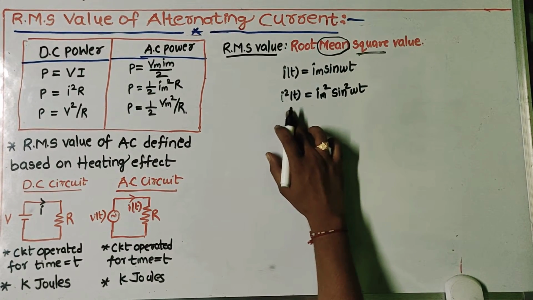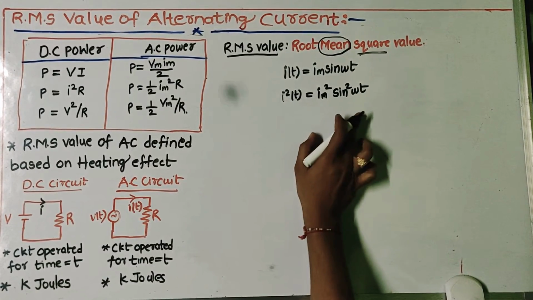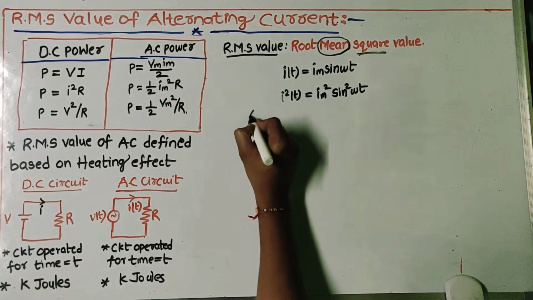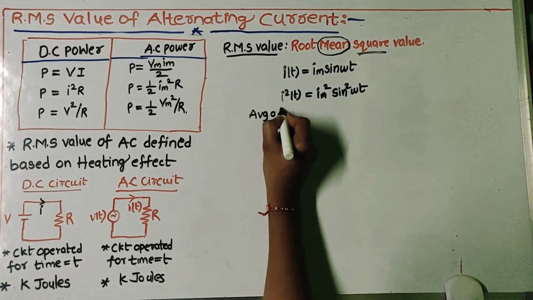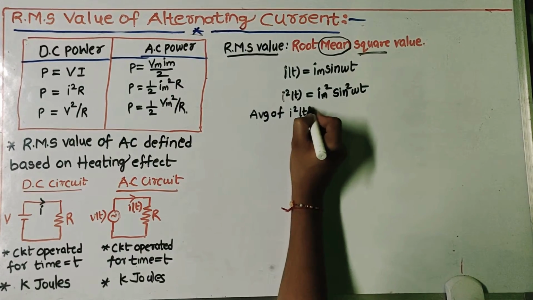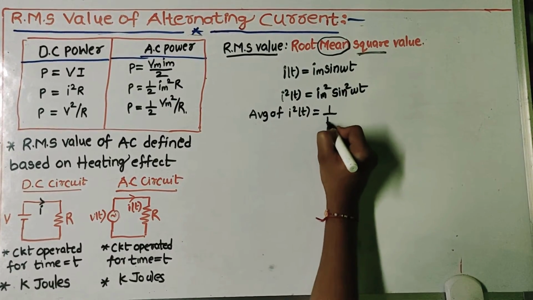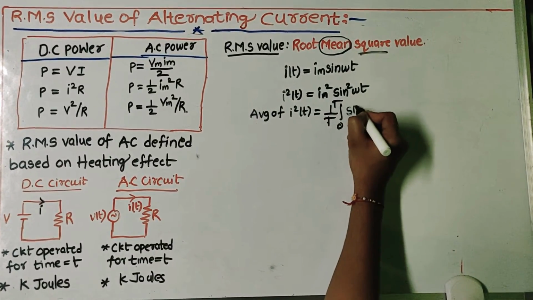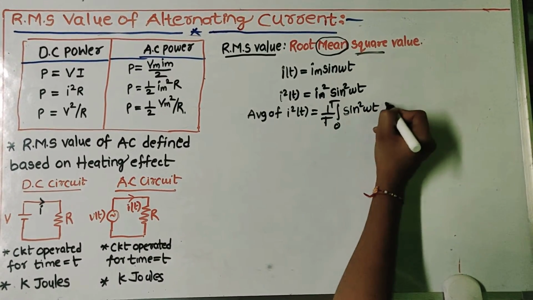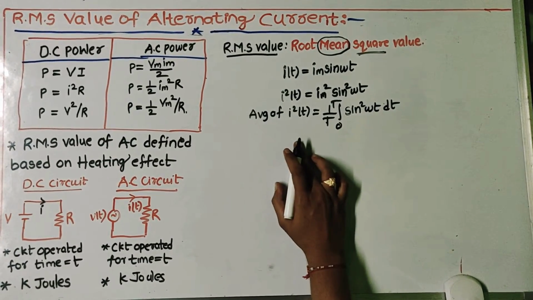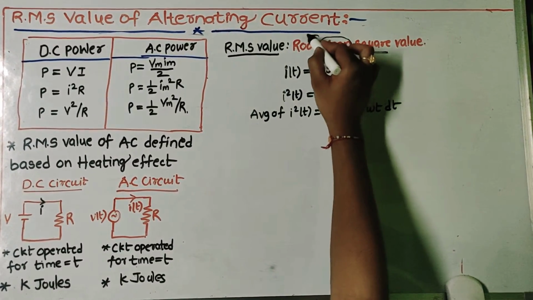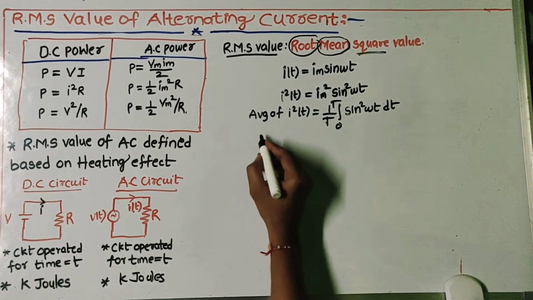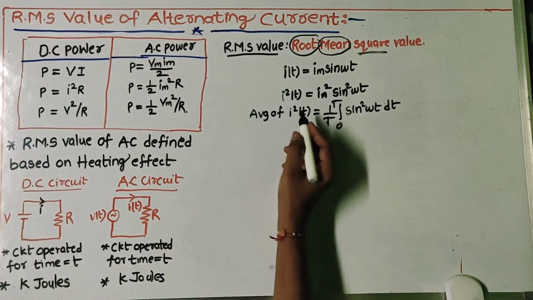Here I want to find the average value of the function i square of t. The average of i square of t is 1 by T integral 0 to T of sin square omega t into dt. Now I have the average. After that, you see the root is there, so you take the root of this. If you take the root, you will get the RMS value of i of t.